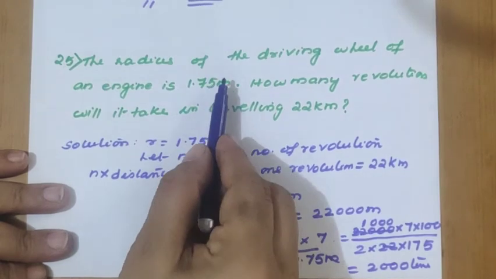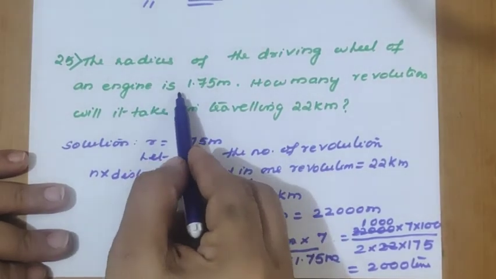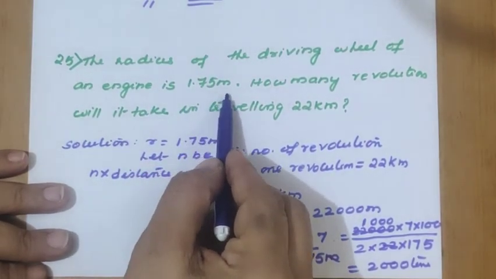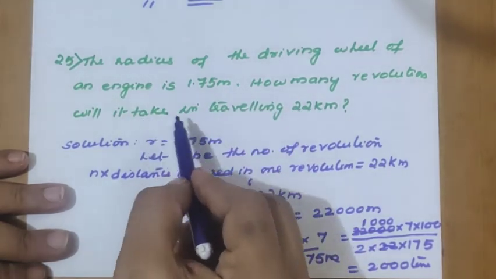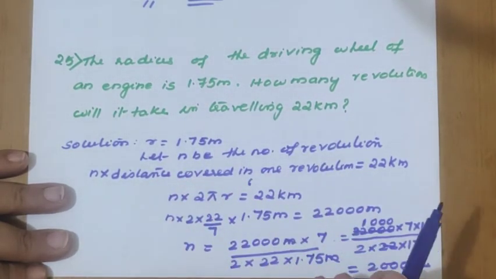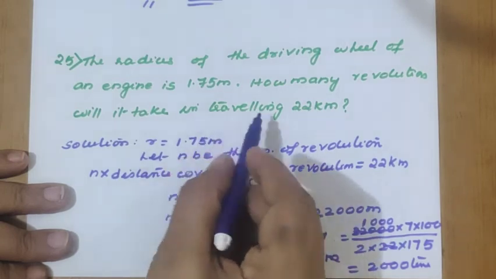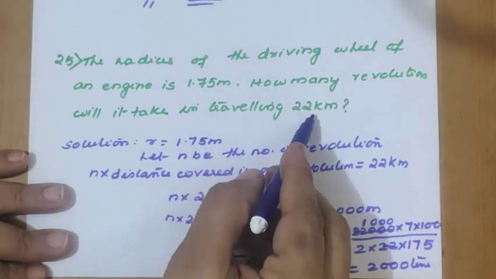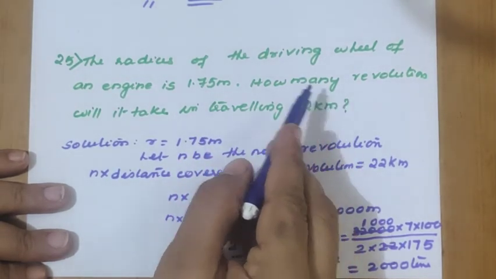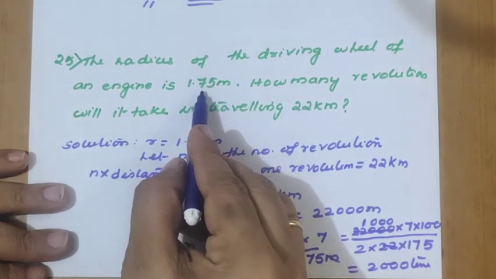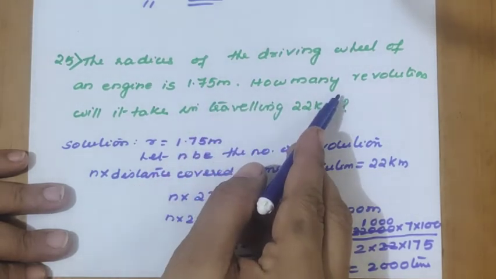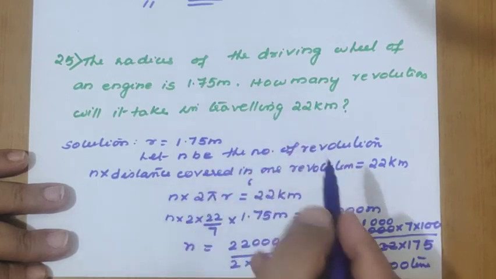Question number 25. The radius of a driving wheel of an engine is 1.75 meter. How many revolutions will it take in traveling 22 kilometer? According to the question, the wheel has covered a distance of 22 kilometer, and the radius of the wheel equal to 1.75 meter is given. How many revolutions are taken for covering 22 kilometer?